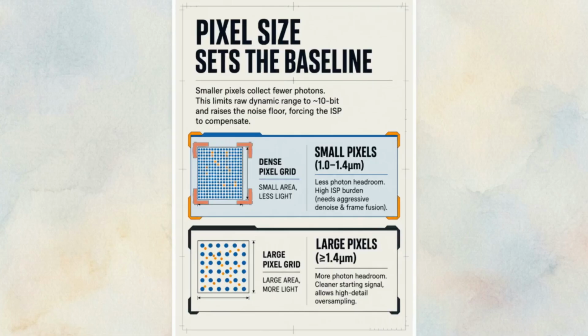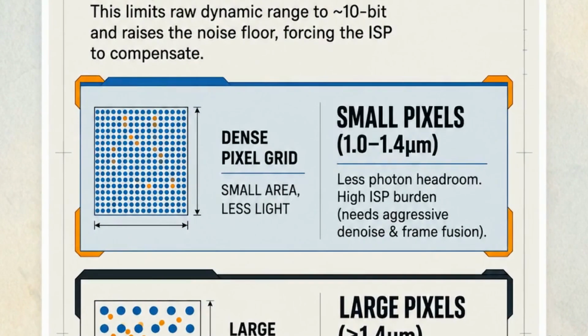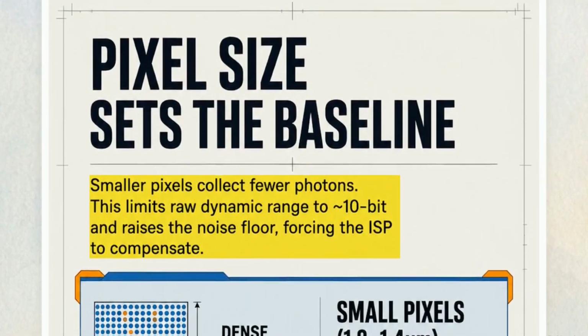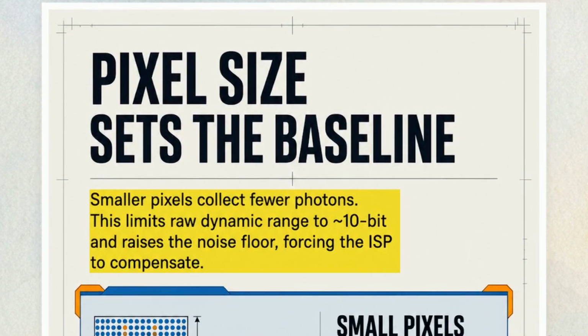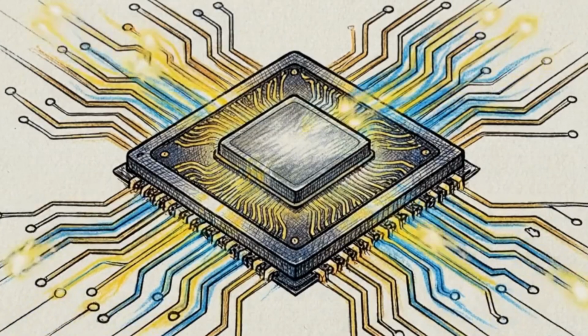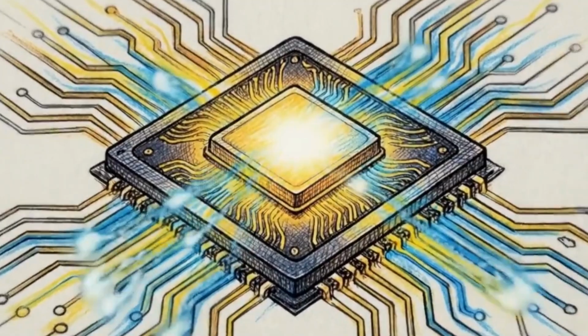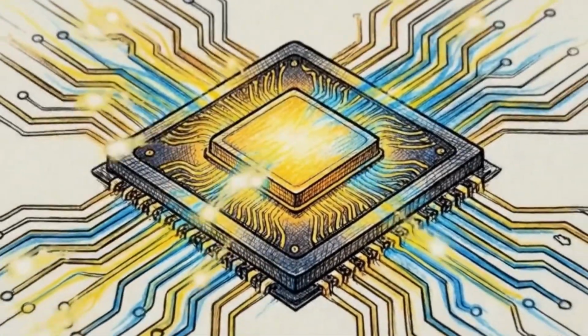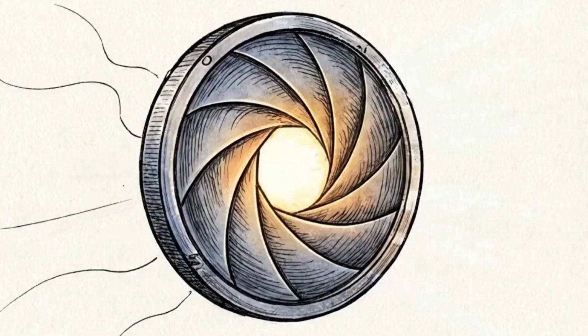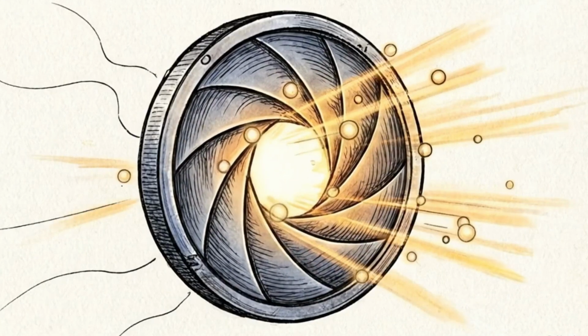This chart compares a dense, small pixel grid against a larger one. Because phones are thin, their sensors must be tiny, making individual pixels microscopic. Looking at the top, smaller pixels collect fewer photons. This lack of light limits raw dynamic range to 10 bits and raises the noise floor. Since the phone cannot physically capture enough clean light through the lens, it uses immense computational power to hallucinate the missing detail.